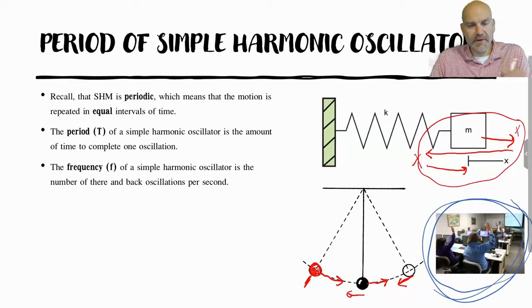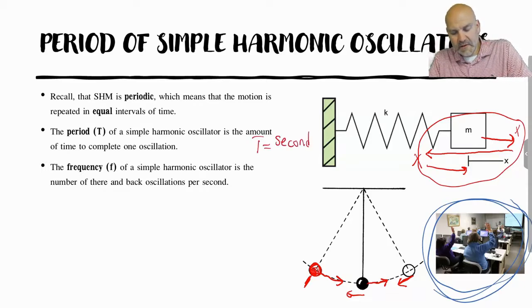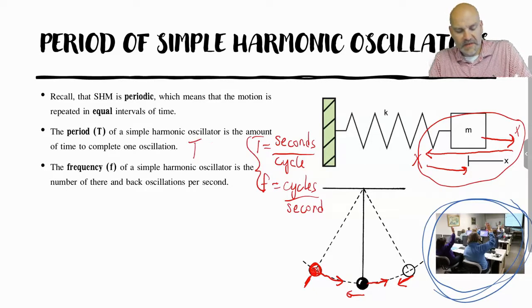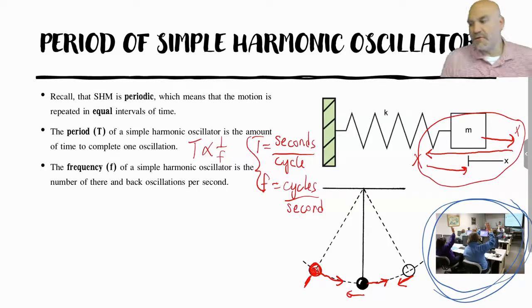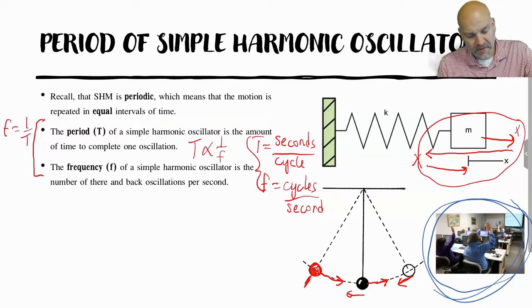Now, the frequency of a simple harmonic oscillator is the number of there and back oscillations per second. The way you think about period and frequency is that period is seconds per cycle, and frequency is cycles per second. So you can see that these two have a relationship. T is inversely proportional to f, or f is inversely proportional to T, which leads directly to the equation f equals 1 over T, or T equals 1 over f.